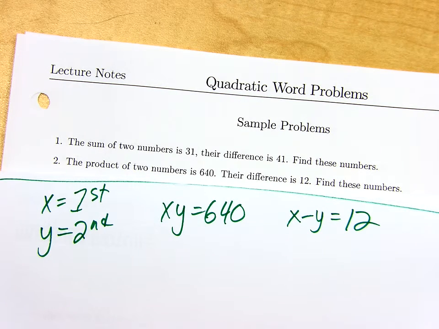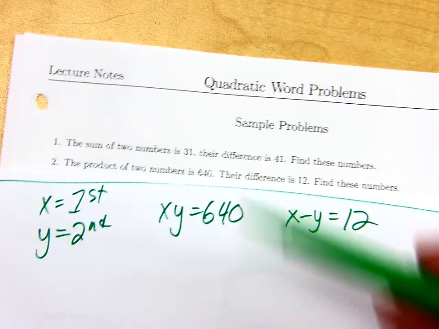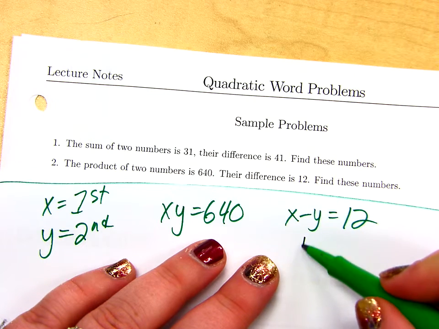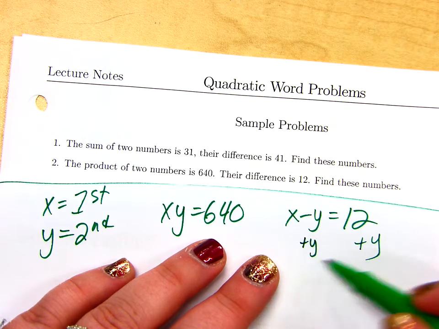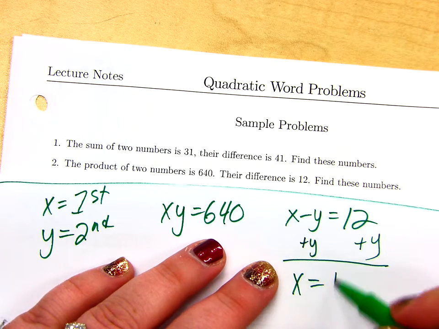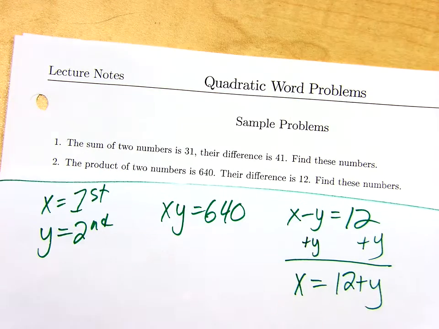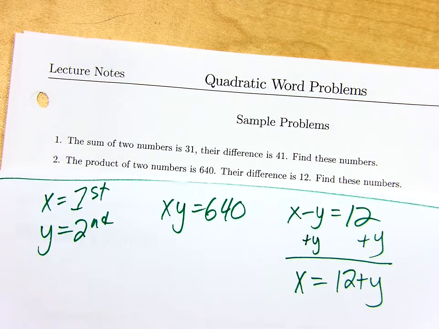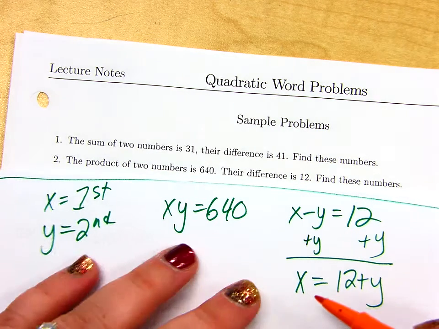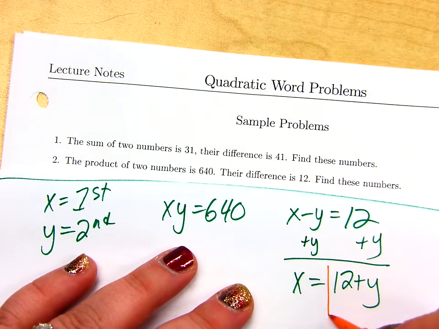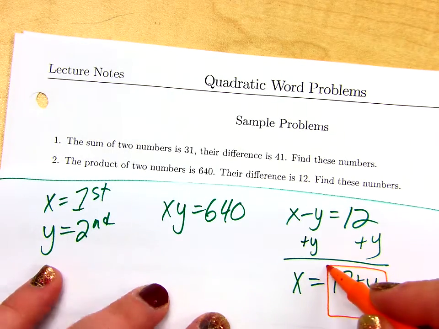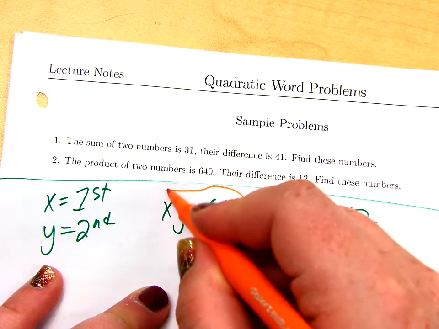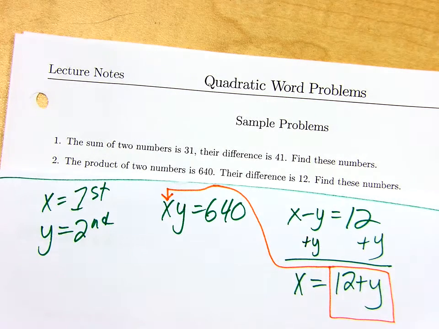You could add the y to the other side. I can, yes. Let's do that. So if I add y to both sides over here, now I have one variable by itself, which I can take and plug into the other one. So let's do that. So x is equal to 12 plus y, so I'm going to take 12 plus y and I'm going to plug it in, replace that x with 12 plus y.